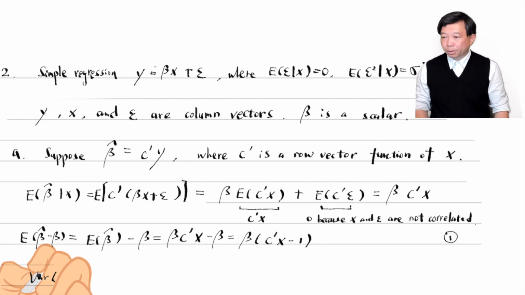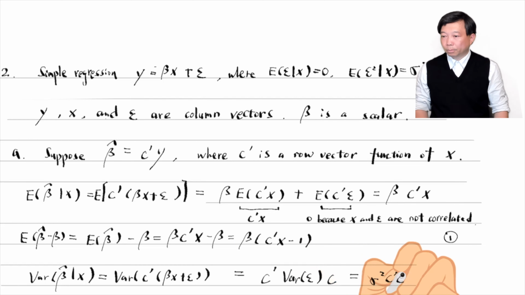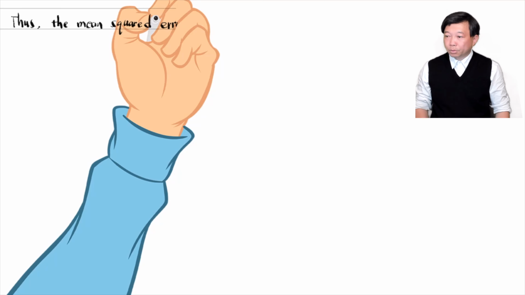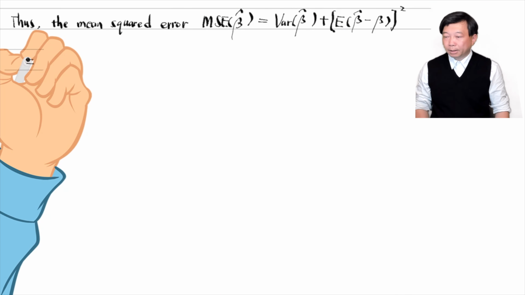Then we compute the variance of beta hat, which is equation 2. With these two elements of the mean square error in hand, we obtain the mean square error in terms of C, sigma, beta, and x.